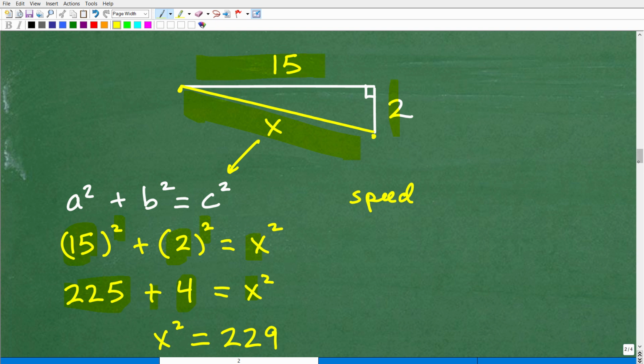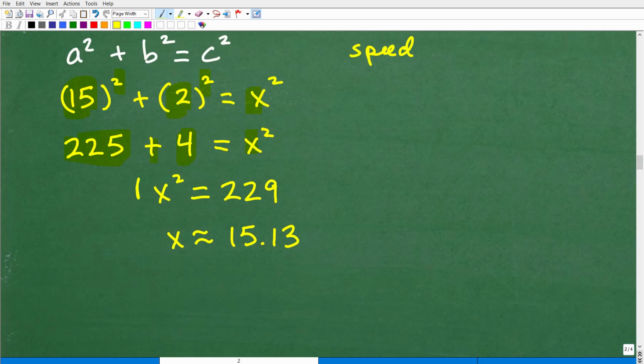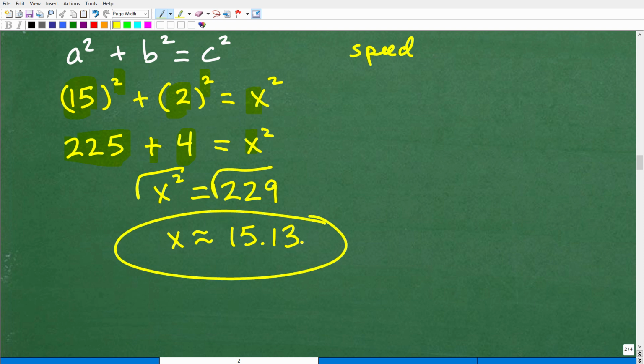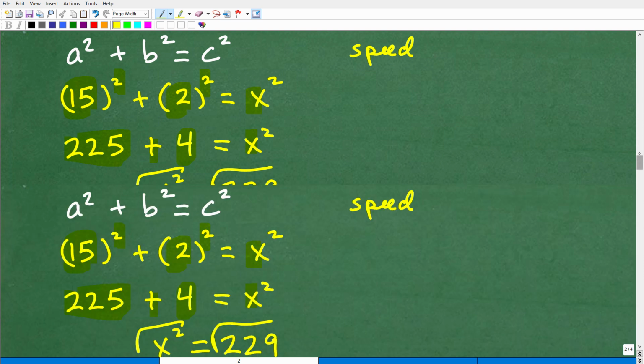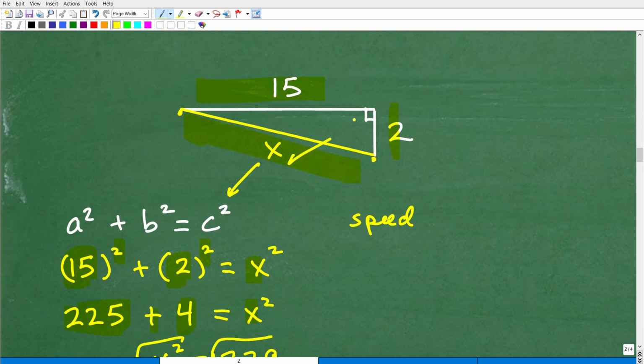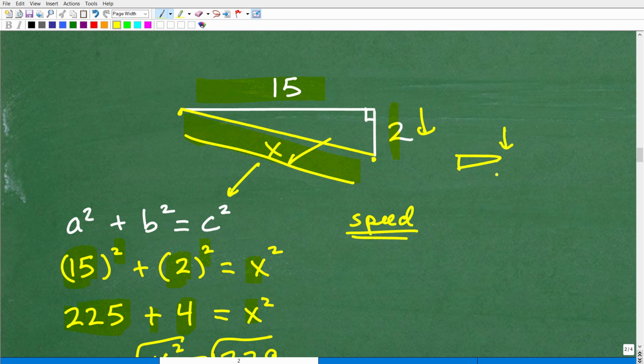But anyways, we have 225 plus 4, so x squared is equal to 229. Let's solve for x. We simply have to take the square root of both sides of the equation. We get x is equal to approximately 15.13. That is the length of the hypotenuse, and that represents the actual true speed of the boat with this 2 knots of current on it. Kind of interesting to think about, right? Your boat's going like this, you're having a little bit of cross current. It's actually going to speed you up just a tad. If you were thinking, is it going to slow me down or is it going to have any effect? Well, it's going to speed you up just a little bit.